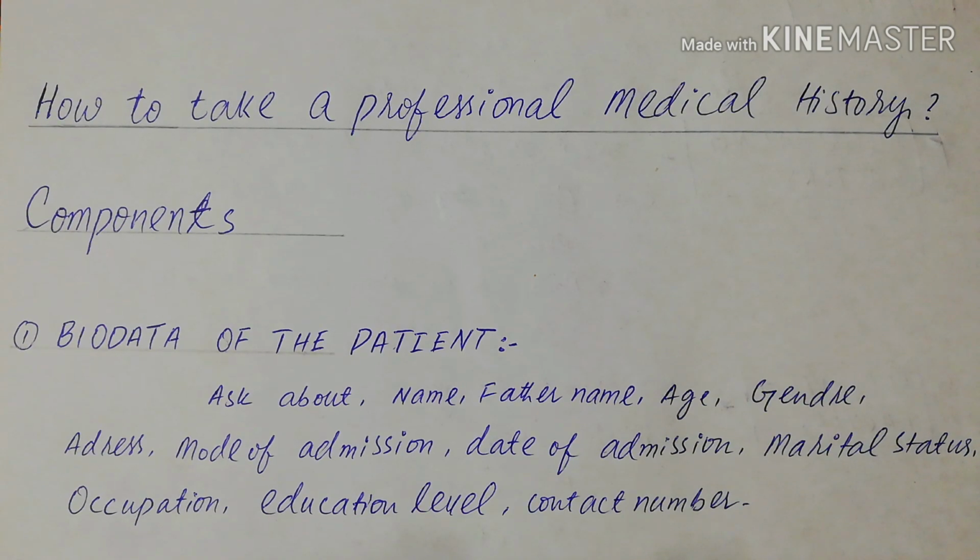Coming towards the components of a typical history, the first one is the biodata of the patient, and in this we collect information that is necessary for the proper identification and registration of the patient, and even in some cases it may point towards a specific diagnosis. We ask about the name, father's name, age, gender, address, mode and date of admission of the patient, marital status, occupation, education level, and contact number, etc.